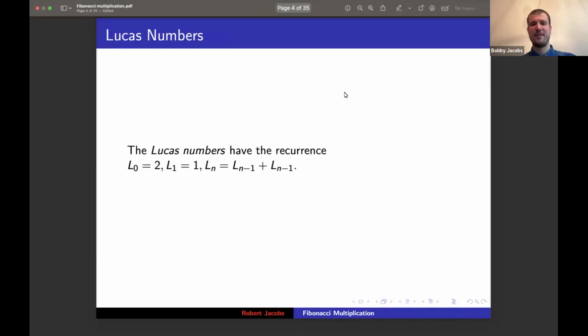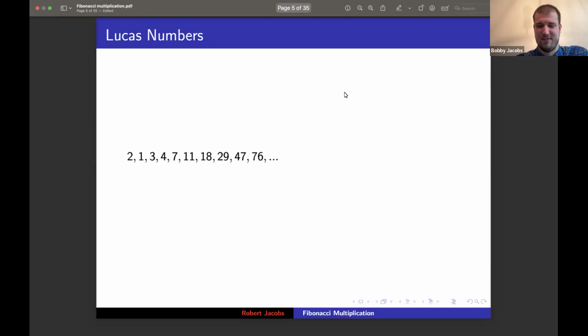And there are a lot of other sequences that are very similar to that, like the Lucas numbers. That's very similar, but it starts out with 2 and 1. So Lucas numbers have the recurrence L0 is 2, L1 is 1, Ln is Ln minus 1 plus Ln minus 2. So then we get 2 plus 1 is 3, and 1 plus 3 is 4. 3 plus 4 is 7, 4 plus 7 is 11, and so on. So we get 2, 1, 3, 4, 7, 11, 18, 29, 47, 76.